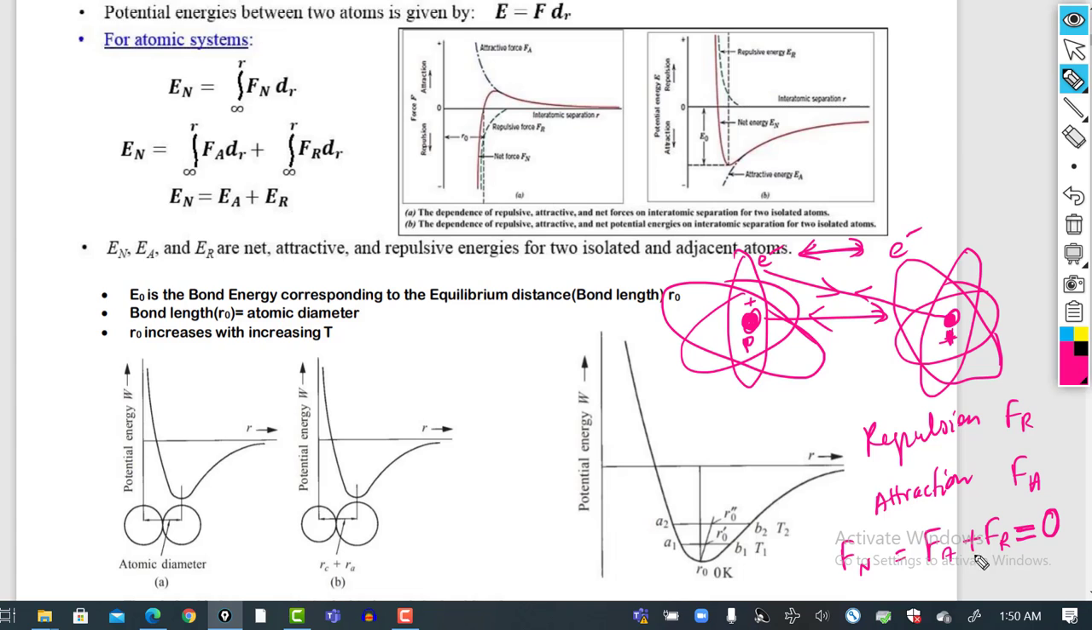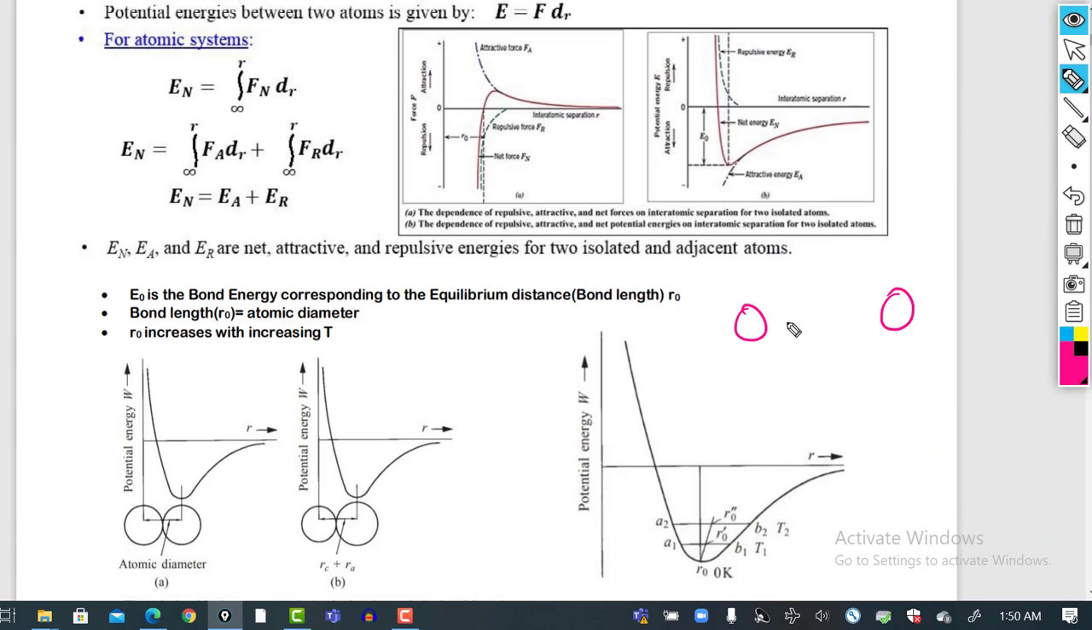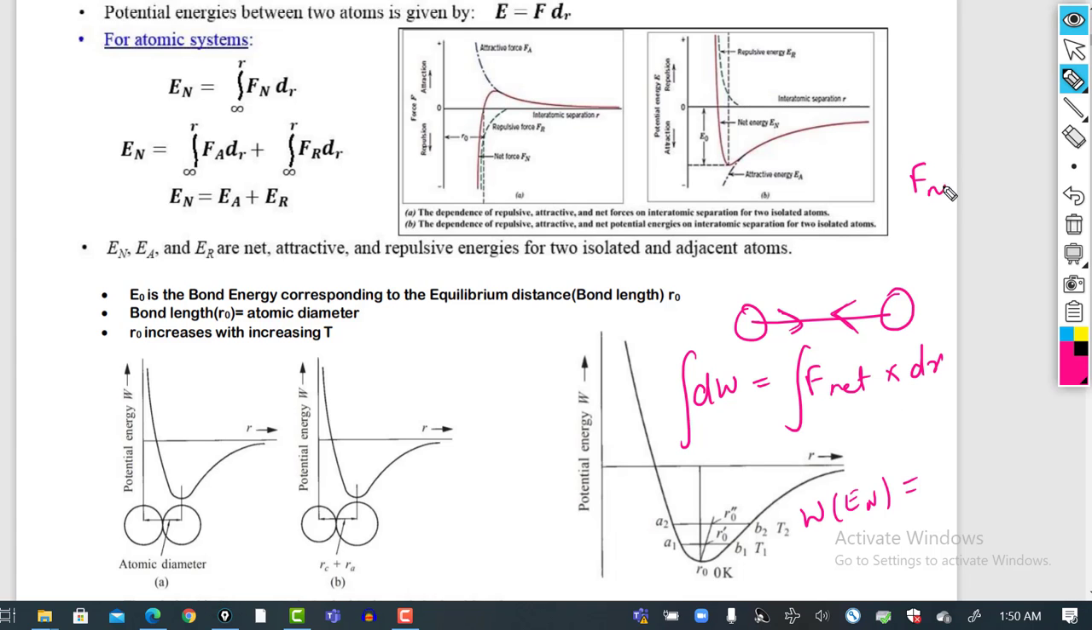Now we all know that the work done to bring them closer is going to be the energy between them. So if the net force is F net, and the distance to which they are brought together is, let's say, dr, then F into dr is going to give you dw, the work done, force into displacement. And if you integrate on both sides, we are going to get the total work done, that is called energy, equal to the integral of F net dr. F net, we have just seen, is Fa plus Fr, the algebraic sum of both of them.